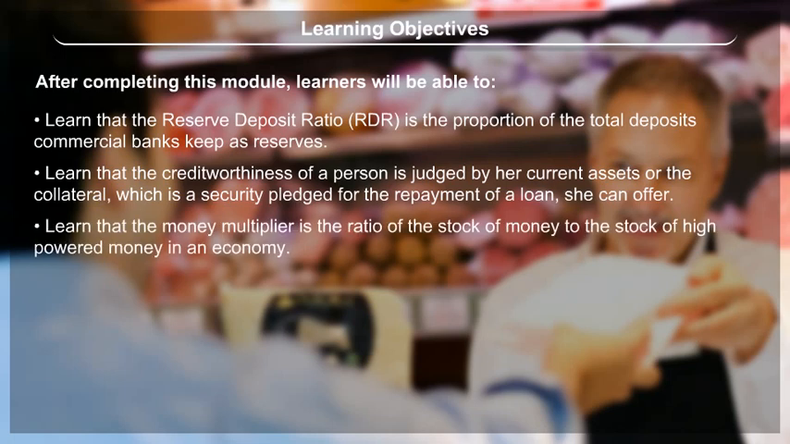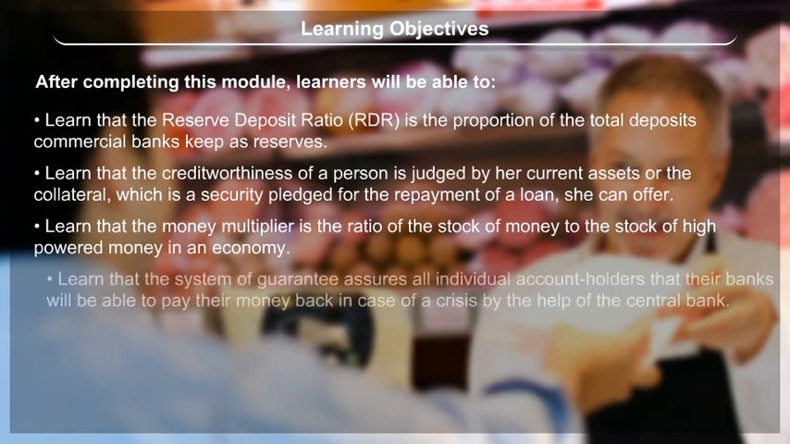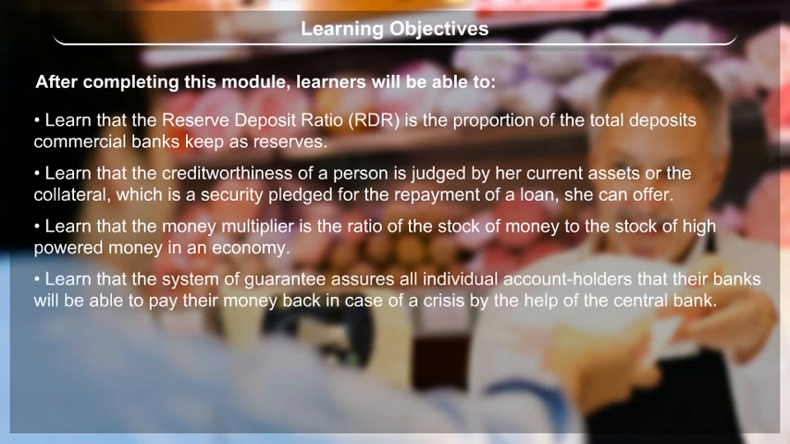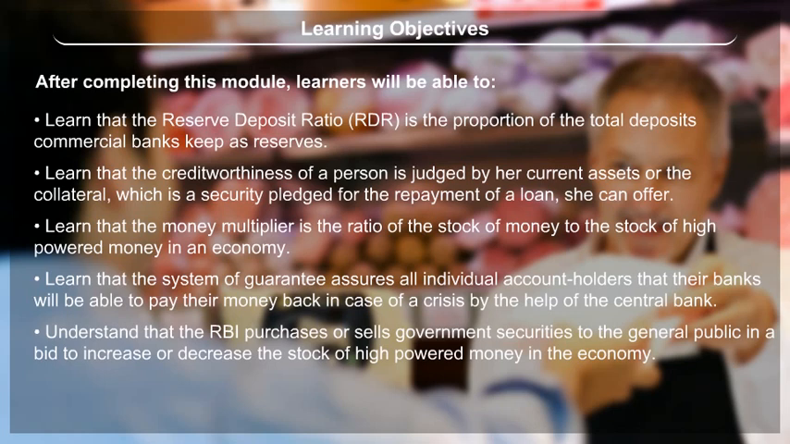Learn that the money multiplier is the ratio of the stock of money to the stock of high-powered money in an economy. Learn that the system of guarantee assures all individual account holders that their banks will be able to pay their money back in case of a crisis with the help of the central bank. Understand that the RBI purchases or sells government securities to the general public in a bid to increase or decrease the stock of high-powered money in the economy.